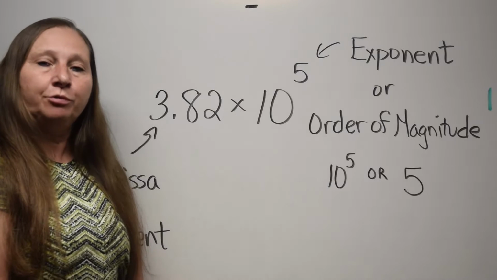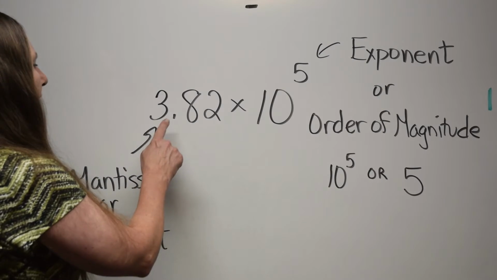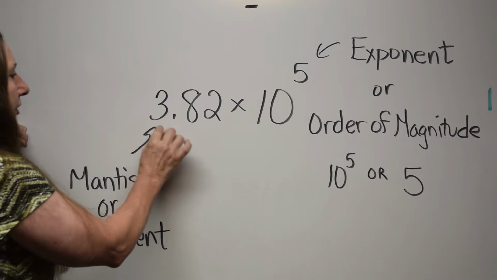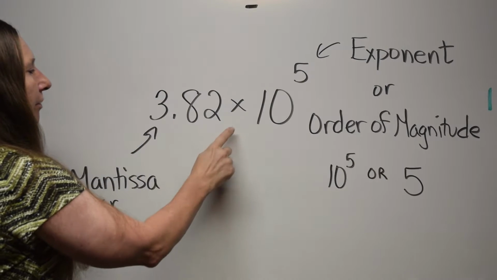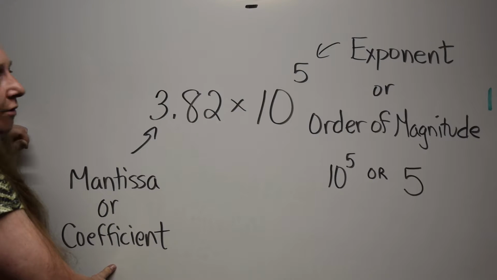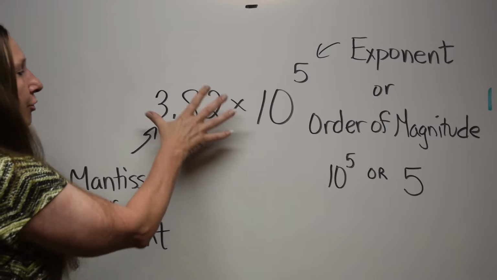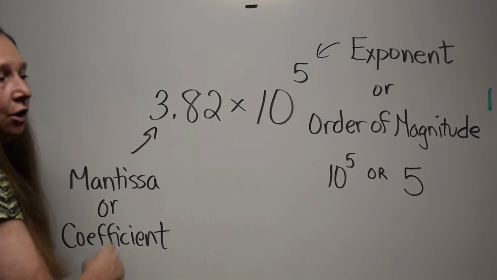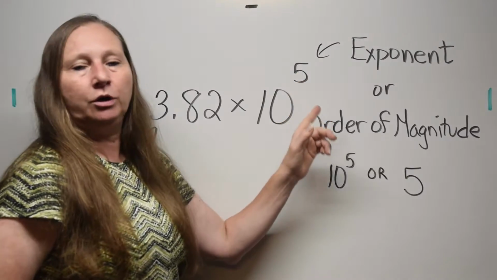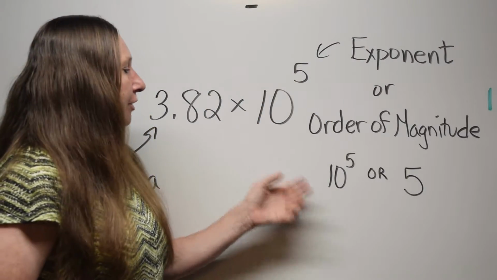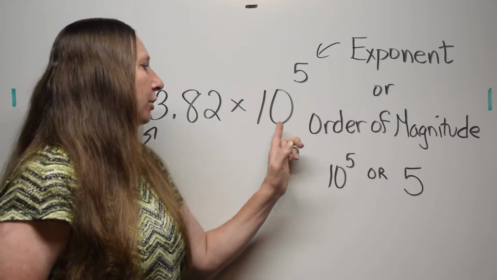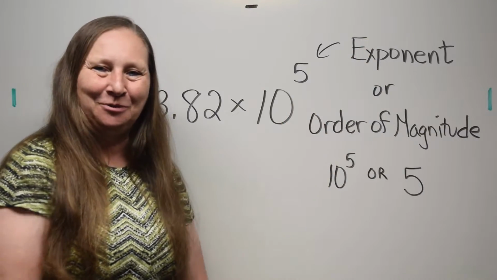When a number is in proper scientific notation, there's only one number in front of the decimal point. Now, this entire number in front of the multiplication sign is called the mantissa, or the coefficient. So 3.82 here is the mantissa, or coefficient. Over here, we have the exponent, or order of magnitude. You can think of it as 10 to the 5th. The exponent, or order of magnitude.